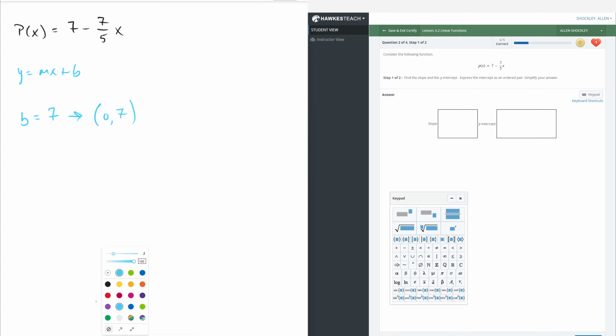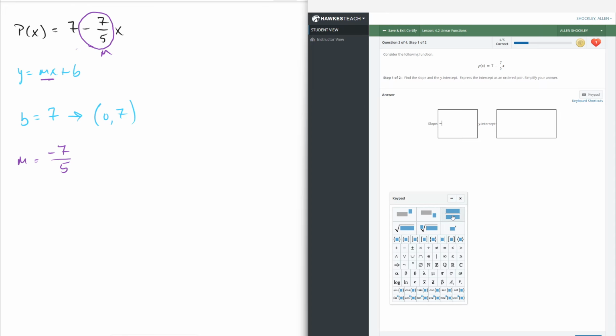And then for our slope, it is the number that is attached to x. This whole thing is attached to x. So I know that my slope is a negative 7 over 5. So again, negative 7 over 5, and then my y-intercept is 0, comma, 7.